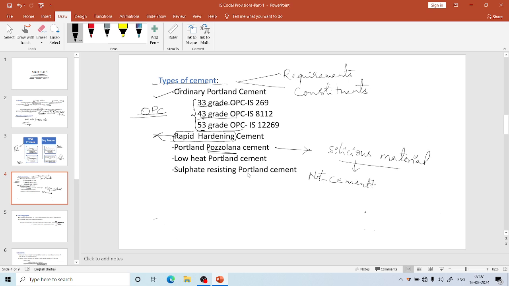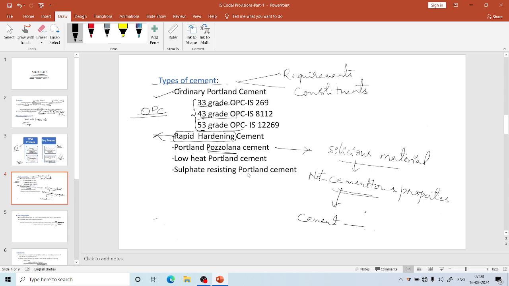It does not have cementitious properties on its own. It gains cementitious properties, meaning binding property, only when we add it to cement. The pozzolana combines with calcium hydroxide, which is liberated during heat of hydration, and based on that this siliceous material gets cementitious property.